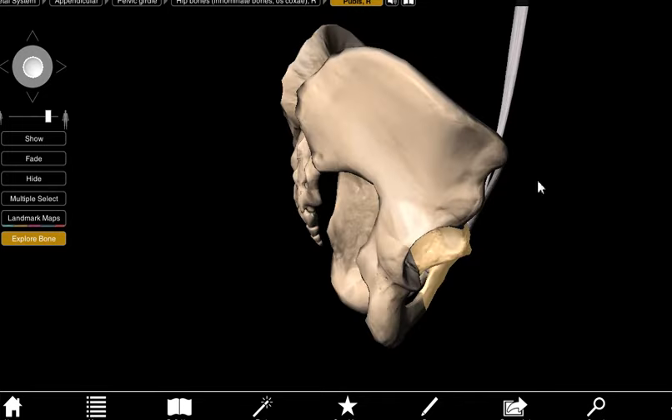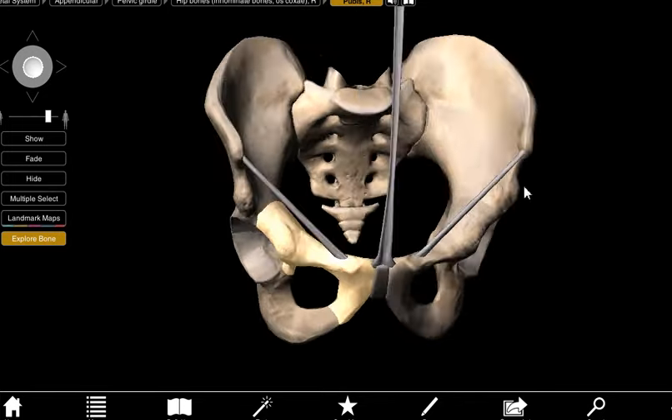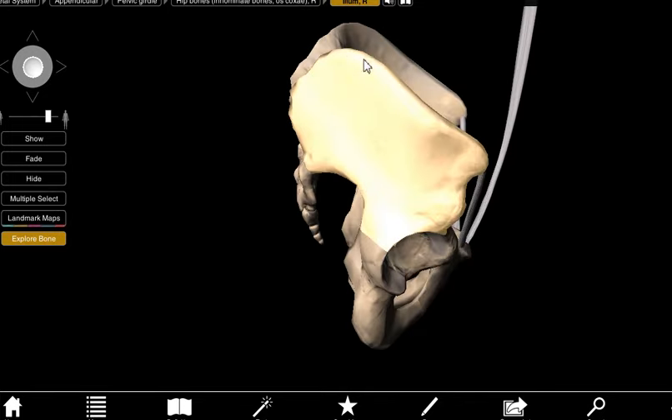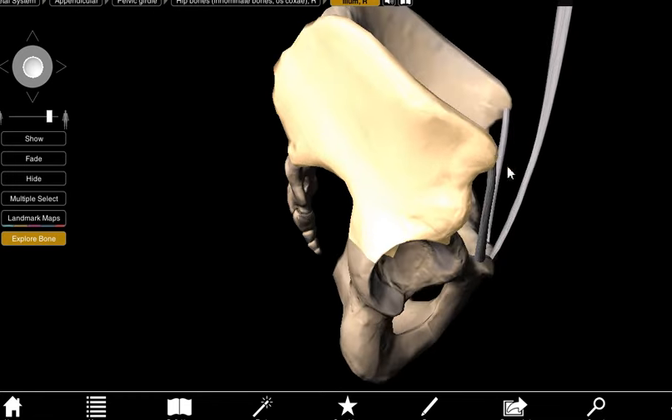I want to discuss some simple parts here. The ilium has a crest here. It's called the iliac crest, this margin up here. The crest ends anteriorly at the anterior superior iliac spine. Anterior ilium. So related to the ilium is the iliac spine, the anterior superior iliac spine.